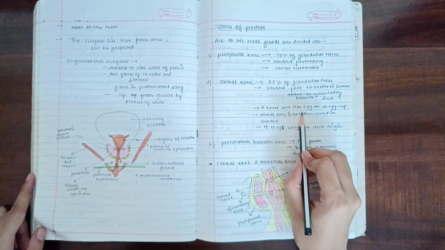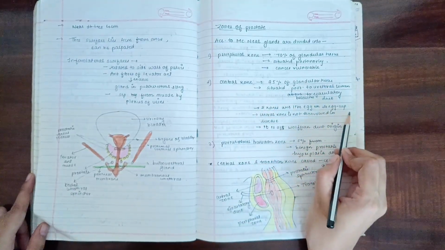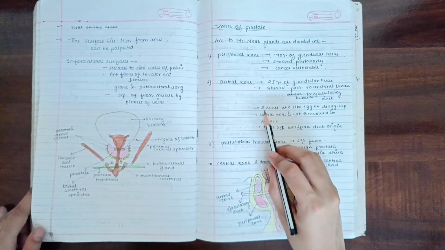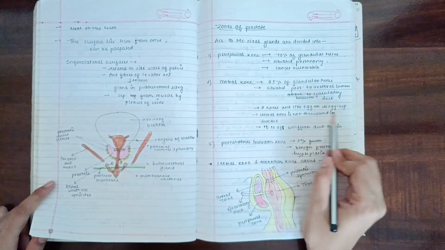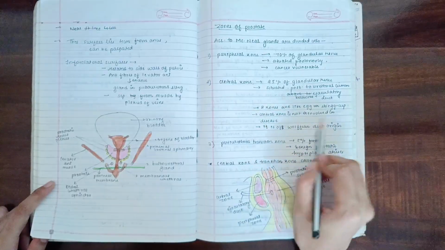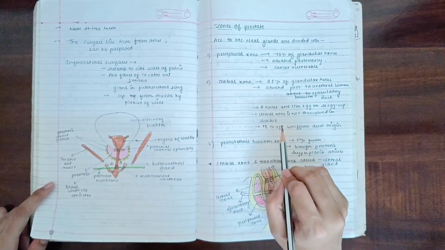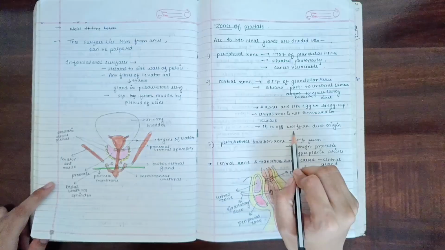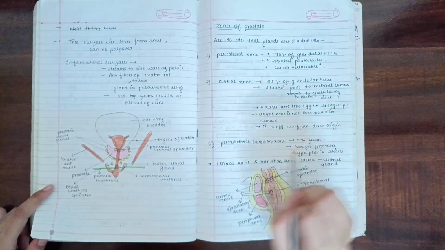These zones are like an egg in an egg cup. It is compared to an egg cup, and the central zone is not involved in any disease. There is no chance of any disease. It is of Wolffian duct origin.